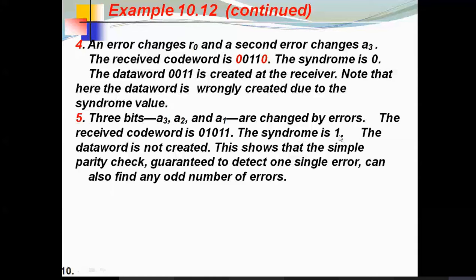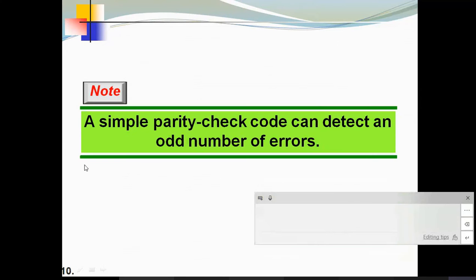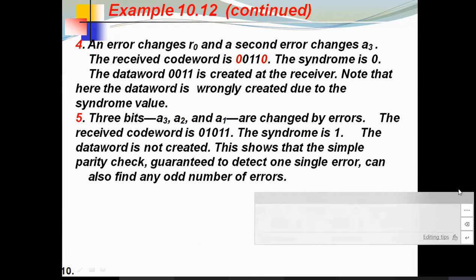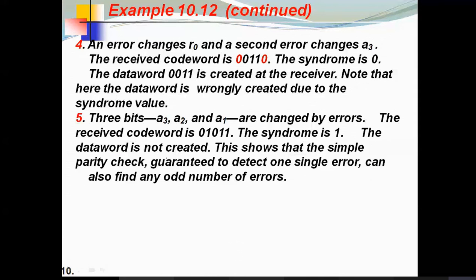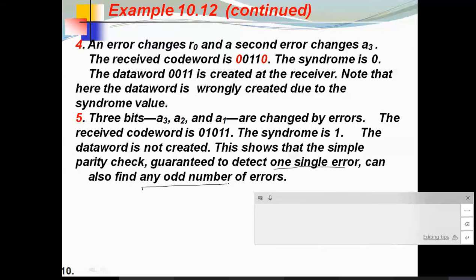So this parity check method detects one single error, and can also find any odd number of errors. This is very important with respect to parity check. So anybody having any doubt, just take 1 minute and recall what I explained. So parity check can guarantee one single error detection, and also it can find any odd number of errors.